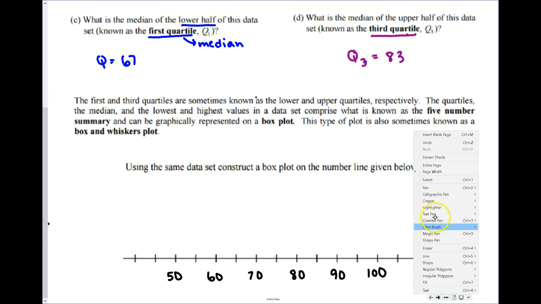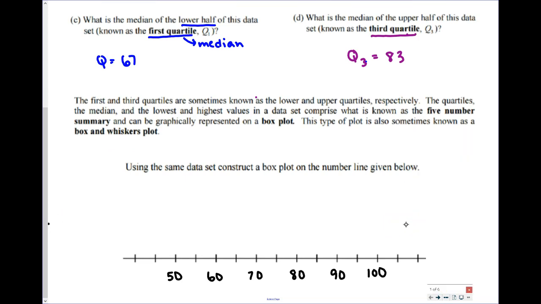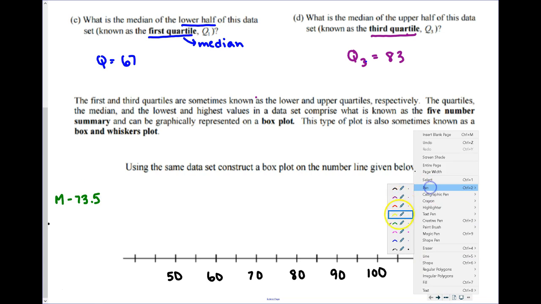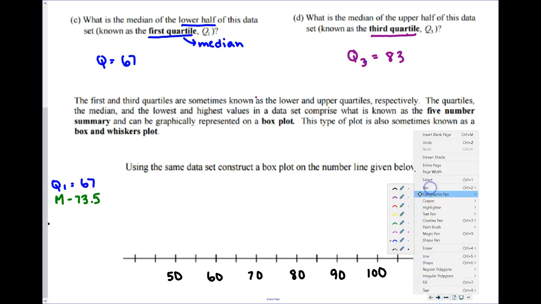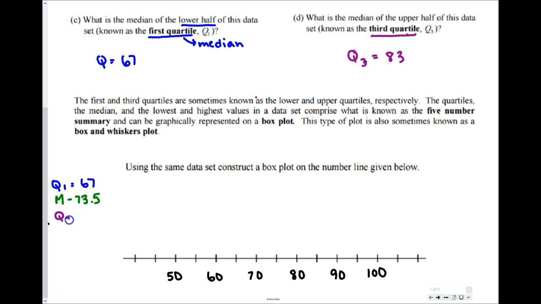So I'm going to go ahead and write down my 5 numbers that I need. So my median was 73.5. My first quartile, my Q1, was 67. My third quartile that we just talked about was 83. And my minimum was 52. And my maximum was 98. So there's my 5-number summary.